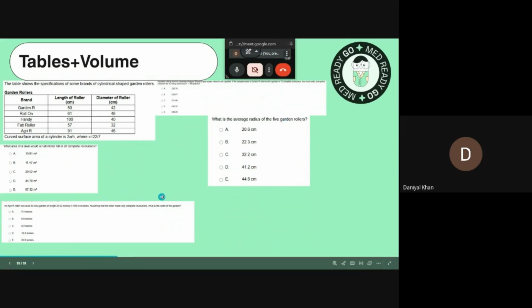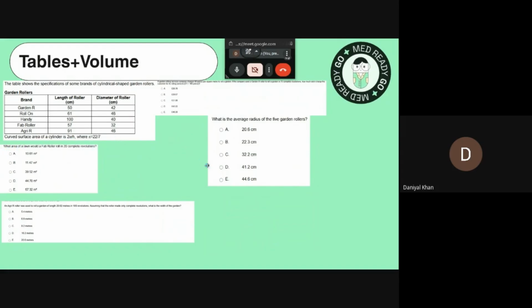Now, the next part is tables and volumes. So you see how the UCAT incorporates various skills and assesses them within tables. So you've got tables with averages, tables now with volume. Now, read over it really quickly. It shows the specifications of some brands of cylindrical shaped garden rollers. You get your brand, your length of the roller, and the diameter of the roller. One thing to note right here is centimeters. Look at the units. Always check the units when you're doing these types of questions. And then you also see that they're giving you a formula, as I said before. And then move straight into the question.